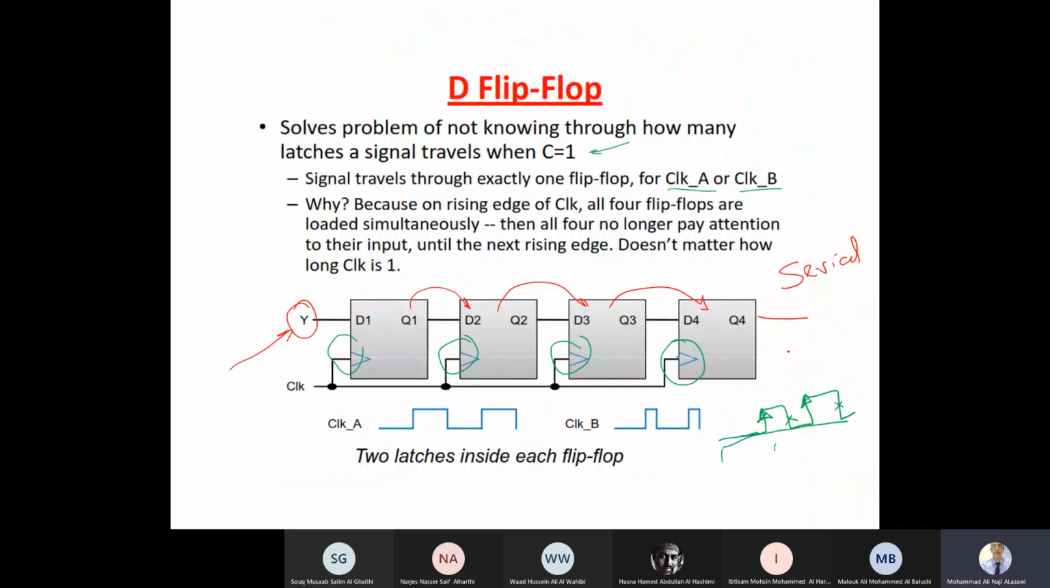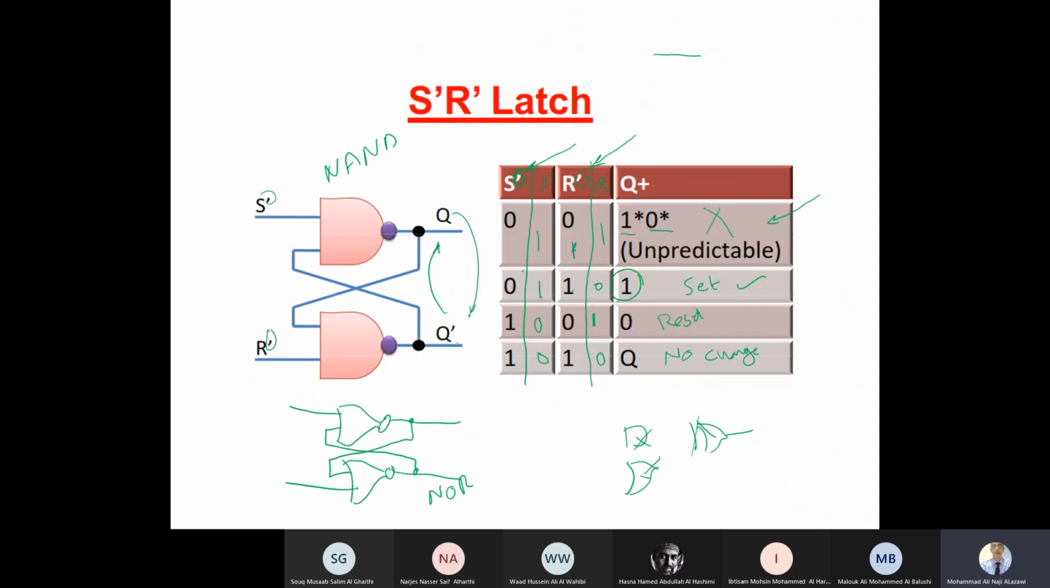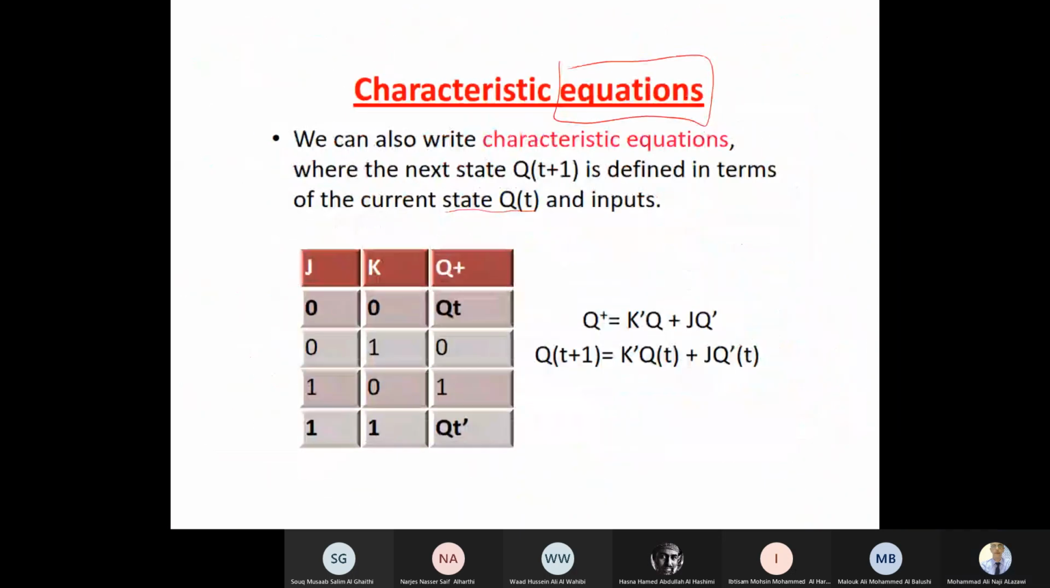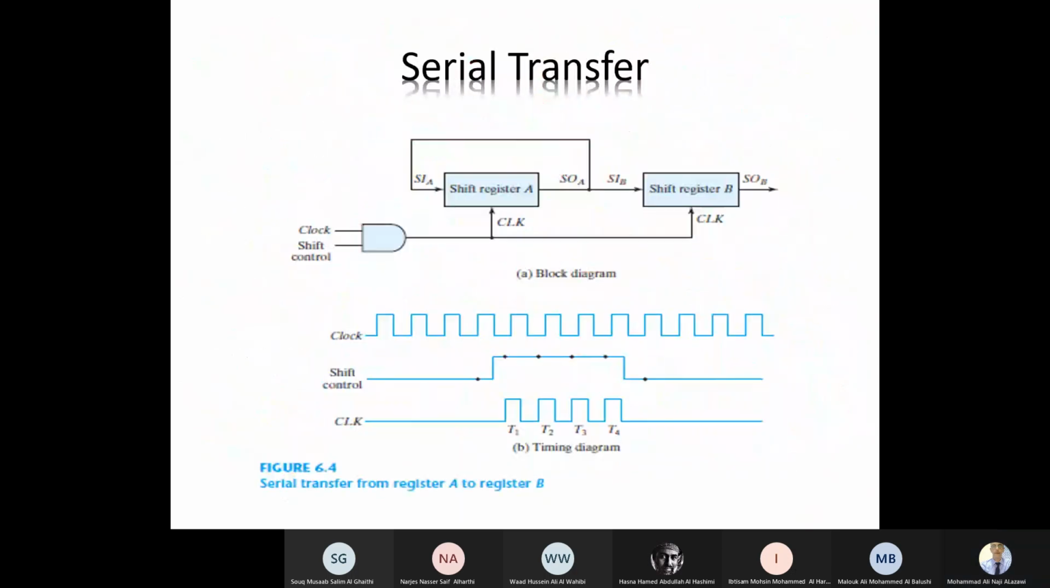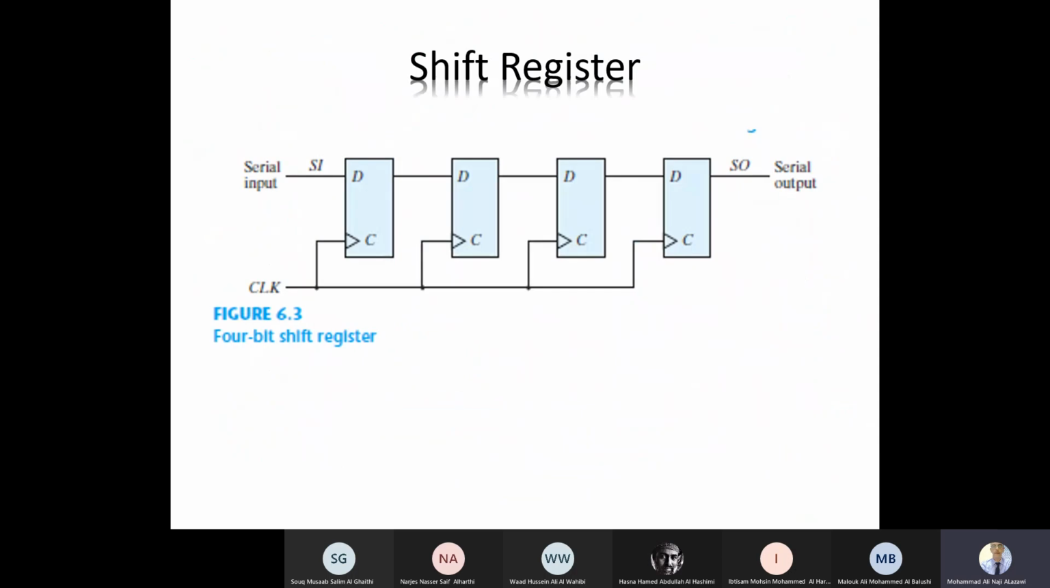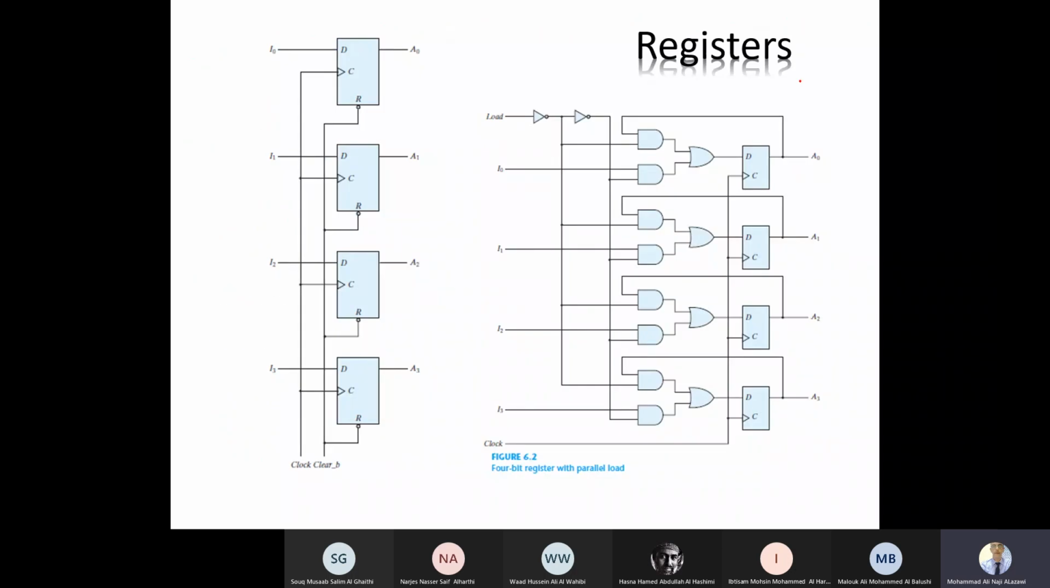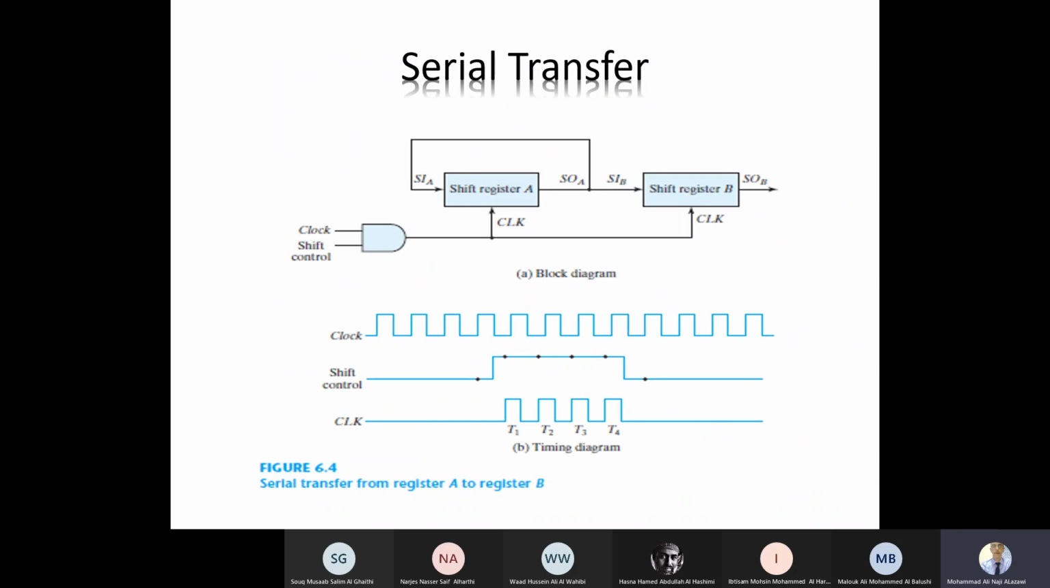Yeah, this is the shift register. Shift or serial register, okay? So, serial transfer, yes, this I'll postpone for now, okay? Serial transfer.